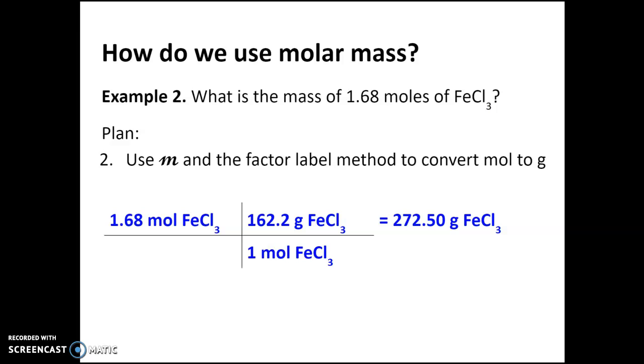So we're just using our molar mass as a conversion factor to get from moles into grams. And we see that our moles cancel out, our grams are left behind, and that gives us 272.5 grams of iron chloride.